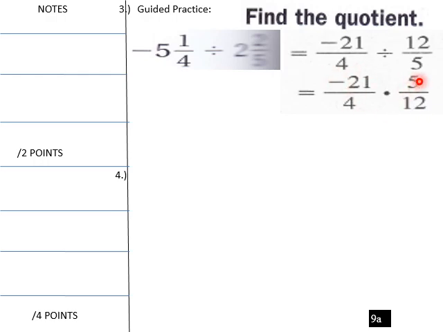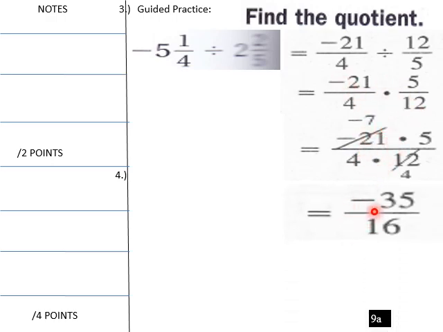Negative 21 over 4 times 5 over 12. We do some canceling here. Let's see, 3 here. Can't really do much there, but we can do some canceling here. Negative 7, so it'll be negative 35 over 16. And then that'll be negative 2 3/16. So that's the quotient for this division.